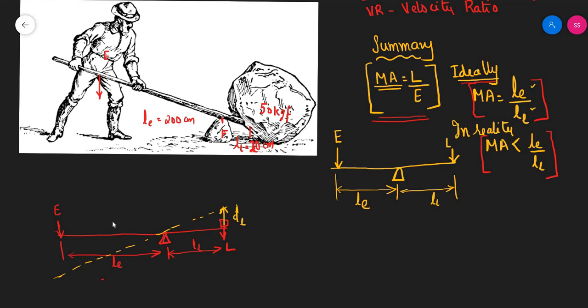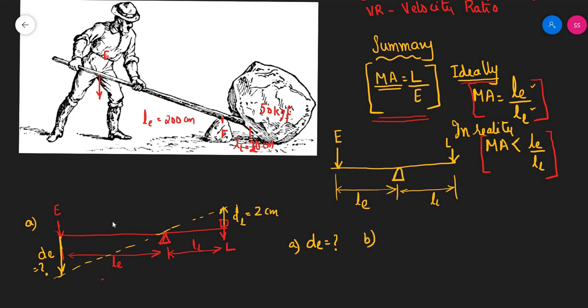This is DL, and let's assume that DL is equal to 2 centimeters, and your distance traveled by the effort arm, which is DE, is something that you have to find. So let's say we need to find, in this particular scenario, what is DE. That is what we need to find.